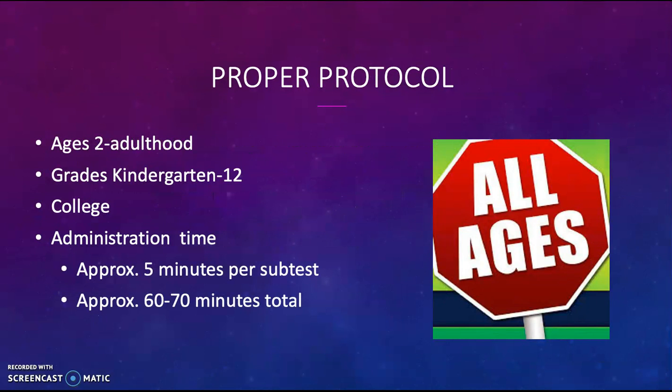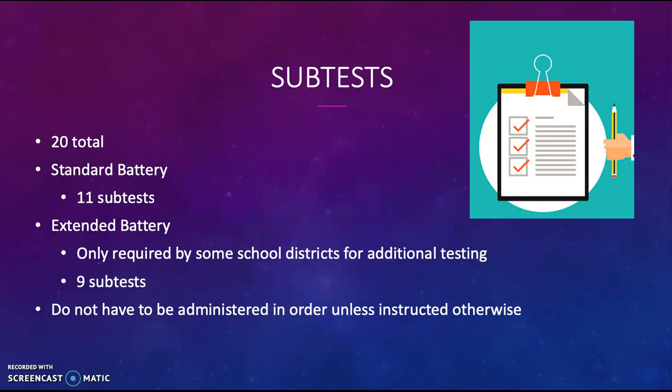This assessment is appropriate for individuals from age 2 through adulthood. It can be administered to students in kindergarten through grade 12 and also college students. Total administration time of the test is approximately 60 to 70 minutes, or about 5 minutes per subtest. There are 20 total subtests.